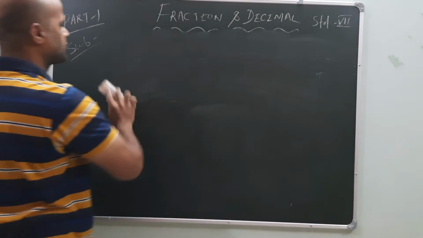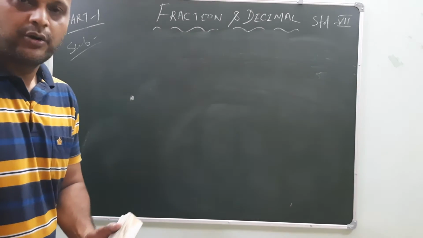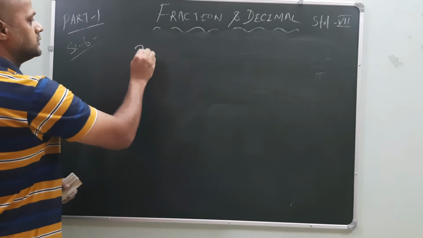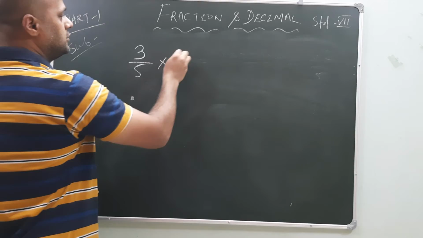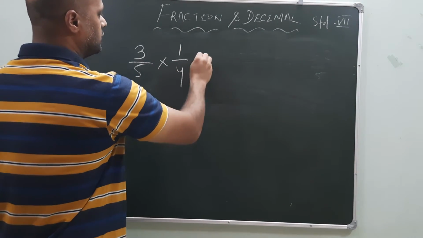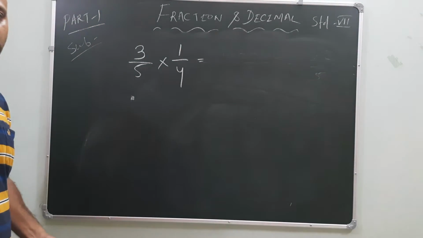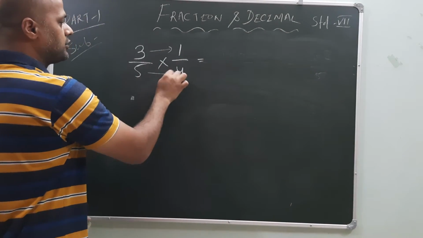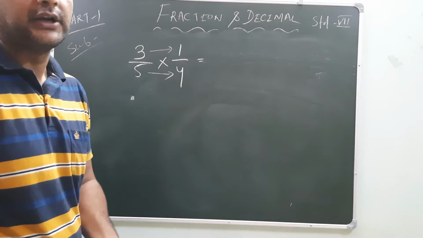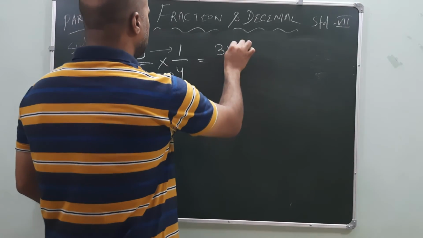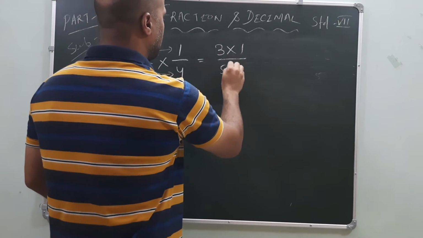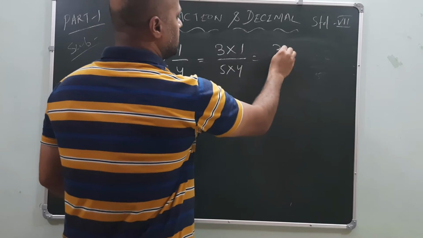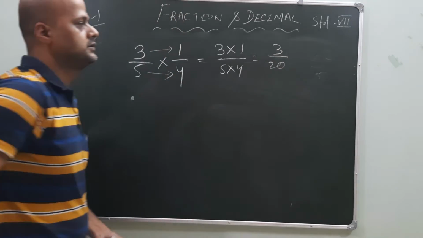Now subtraction is over. Now multiplication of 3 by 5 into 1 by 4. Multiplication of two fractions. How will it multiply? Numerator will multiply with numerator and denominator will be multiplied with the denominator. 3 into 1 by 5 into 4. How much? 3 by 20.